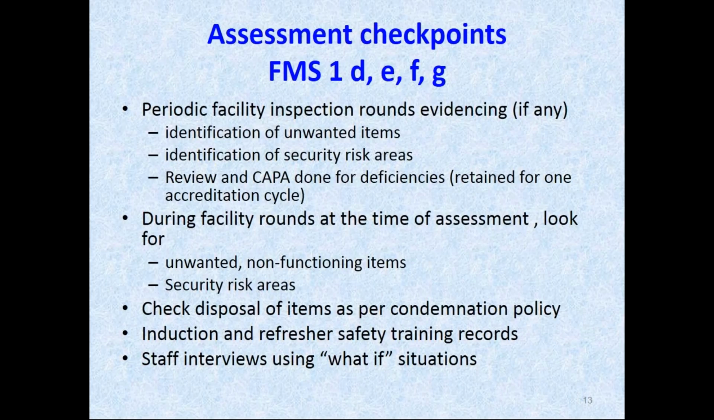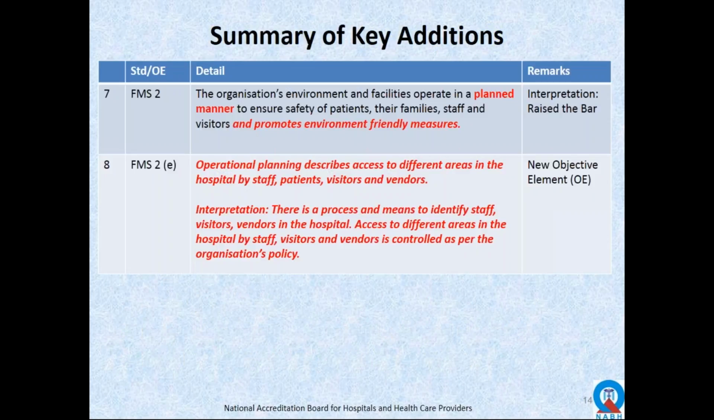and the FMS 2E, this element talks about having operational planning, describes access to different areas in the hospital by staff, patients, visitors and vendors. So this new objective element now addresses the issue of access control to different areas, and the interpretation states that there is a process and means to identify staff, visitors and vendors, and access is controlled in different areas as per the organization's policy. It is again left to the organization to decide what are the different ways in which access control can be taken care of.